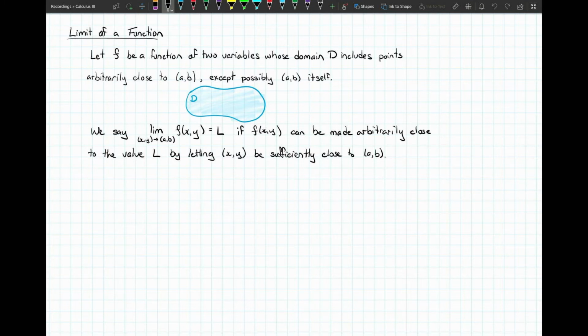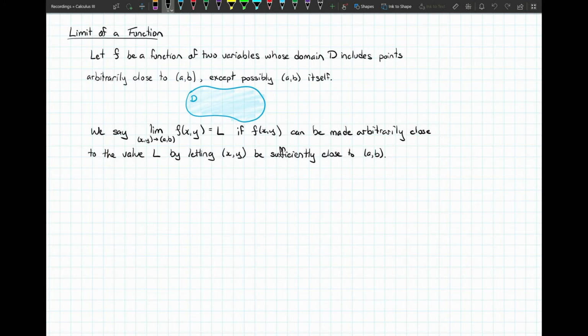Let's start off with f being a function of 2 variables, and let's say its domain D includes points arbitrarily close to some point a, b, except possibly at a, b itself. So that means that here I've got this shaded region D, and that would be like a region on the xy plane.